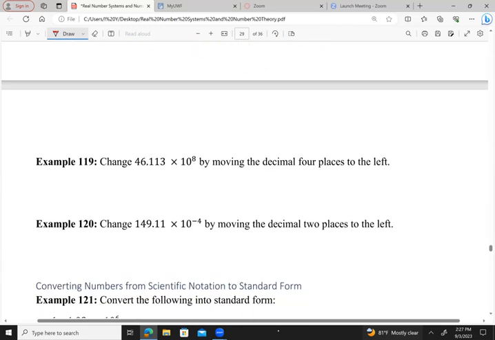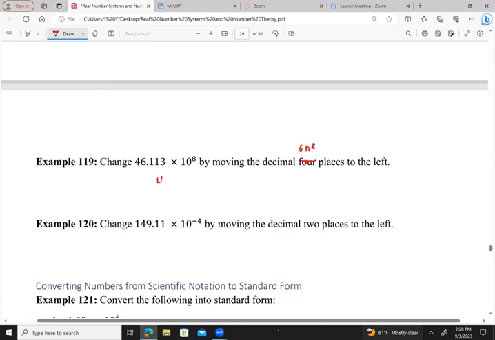So let's change 46.113 times 10 to the 8 by moving the decimal place. Decimal 4 places to the left. 4 places to the left. I think that's supposed to be 1 place to the left.